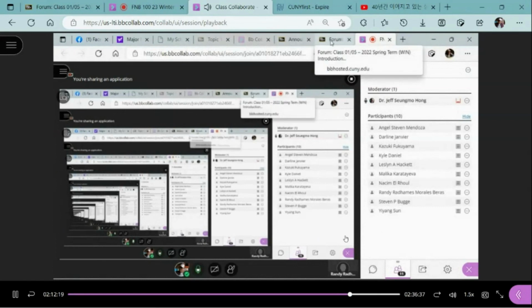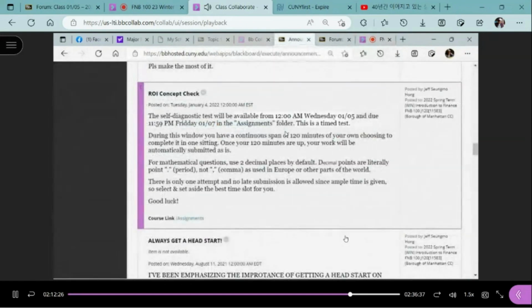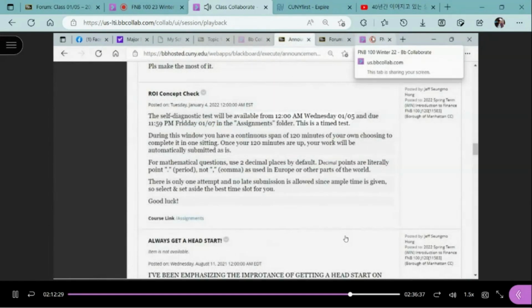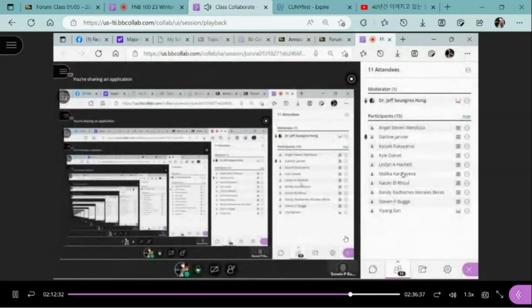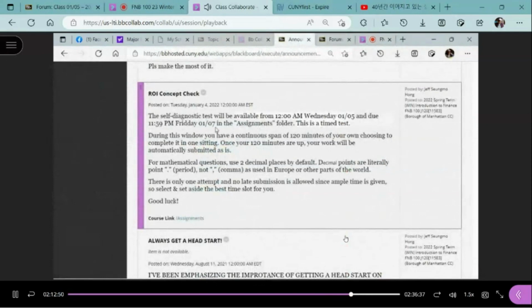I sent out this notification or announcement about the ROI concept check. Everyone has received it? Professor, I have a question. Is it Darlene? Yes, is it possible to complete the exam tomorrow night? Yes. Look, the window is open until Friday the 7th. All you need is just pick 2 hours within this window. Today is the 5th, right? Tomorrow is the 6th. Yeah, you can finish it tomorrow.